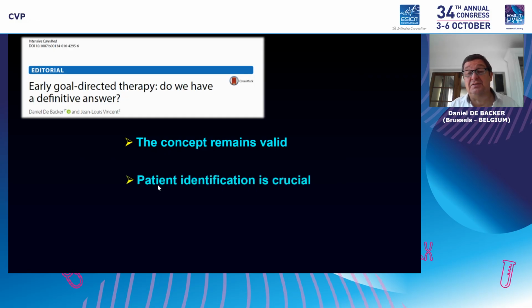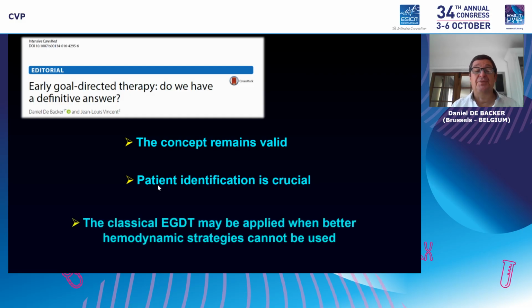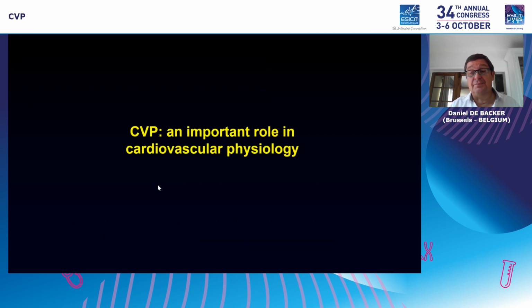The patient identification is crucial. When patients are deemed to go to the ward, it's definitely not needed to implement early goal-directed therapy in these patients. And the classical goal-directed therapy may still be applied when better hemodynamic strategies cannot be used. So, what is exactly CVP, and should we go for this 8 to 12?